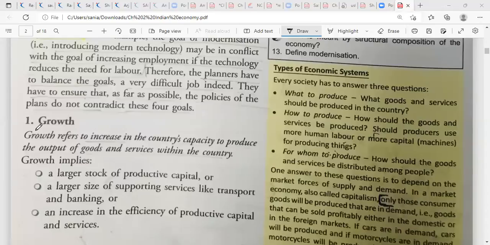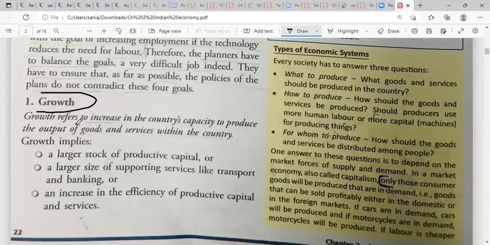The first one is growth. Okay, so ma'am, what is growth? So growth refers to increase in country's capacity to produce the output of goods and services within the country. So basically, for example, if you are producing 10 kg of sugar, and now you are going to produce 20 kg, of course your production is increased. For this 10 kg you are getting 100 rupees, for 20 kg you will be getting 200 rupees. So somewhere it is your growth, right?